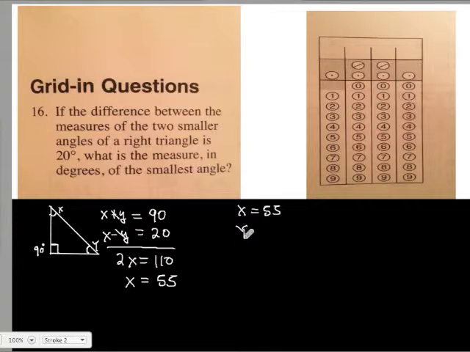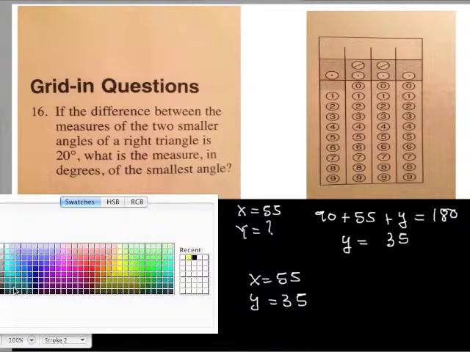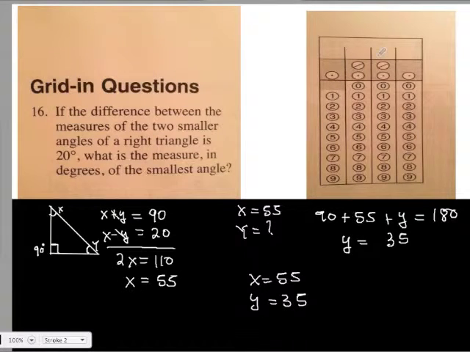and y, we can get that very easily. 90 plus 55 plus y must all add up to 180. Y turns out to be 35. So x is 55, y is equal to 35. The question is, what is the measure of the smallest angle? And the smallest angle is 35. So the answer is 35 degrees.